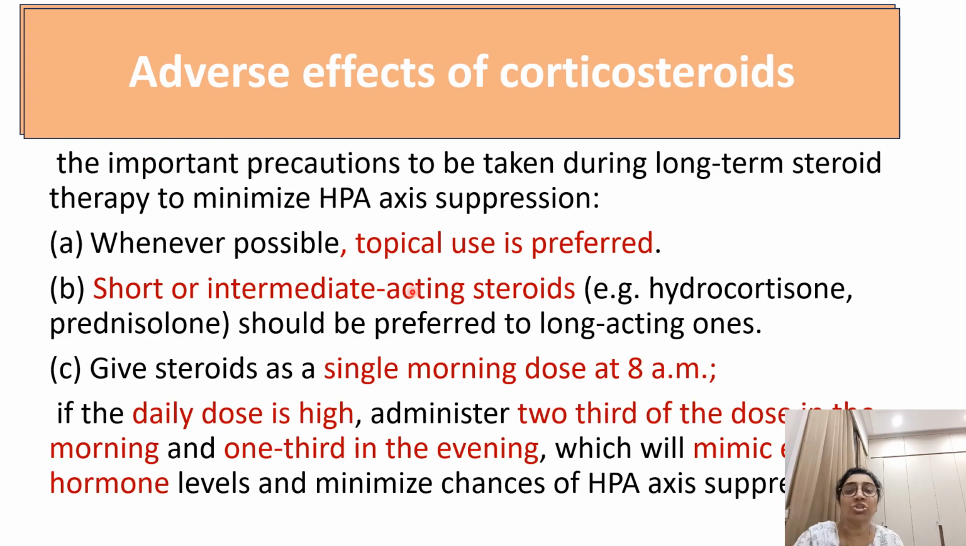The important precautions to be taken during long-term steroid therapy to minimize HPA axis suppression: whenever possible, topical use is preferred. Short-term or intermediate-acting steroids should be preferred over longer-acting steroids. Give the steroid as a single morning dose at 8 a.m., or if the daily dose is high, then administer two-thirds of the dose in the morning and one-third of the dose in the evening, which mimics the natural hormone release level and minimizes HPA axis suppression.